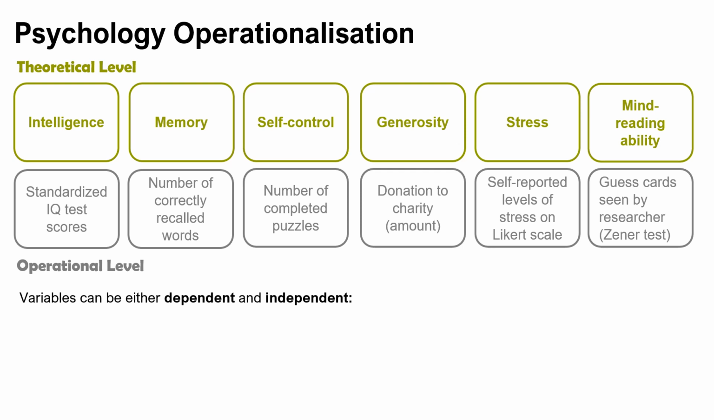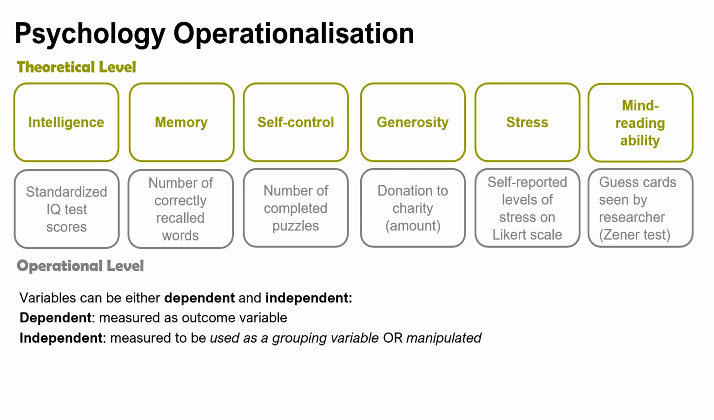And variables can be either dependent or independent. So the dependent variable is typically measured as an outcome variable, and the independent variable could be measured to be used as a grouping variable. So for example, we might test people's generosity levels and then split them into two groups based on that. Or it can be manipulated, for example, by having people do something stressful versus a control group, which wouldn't do something stressful.